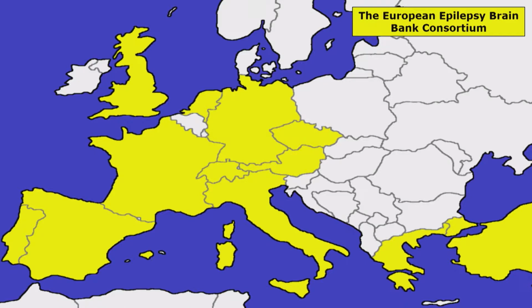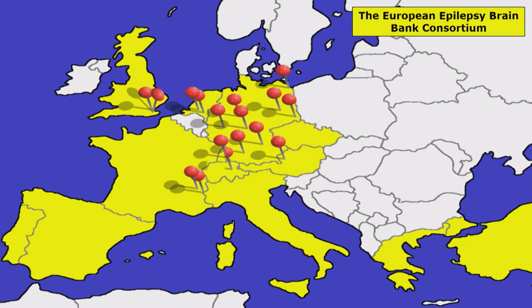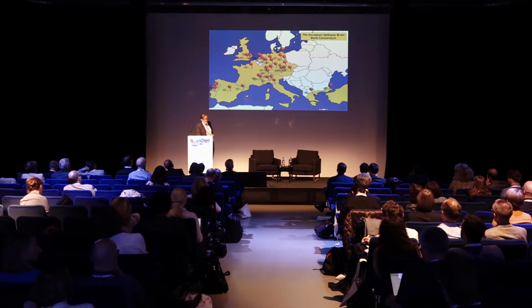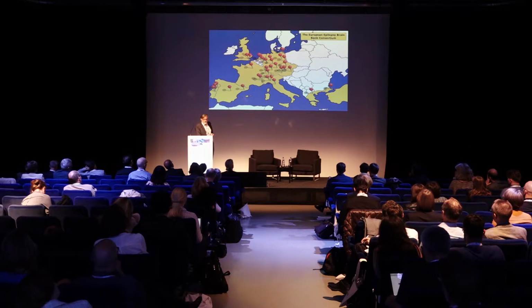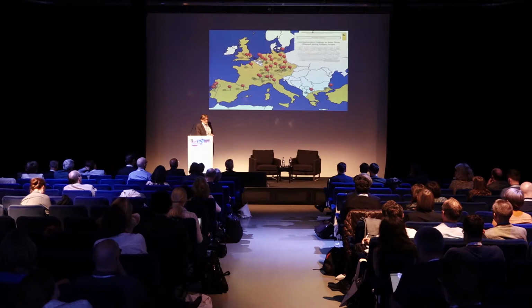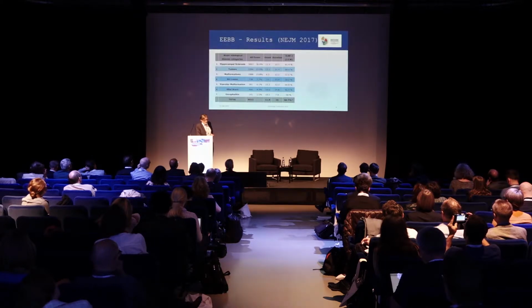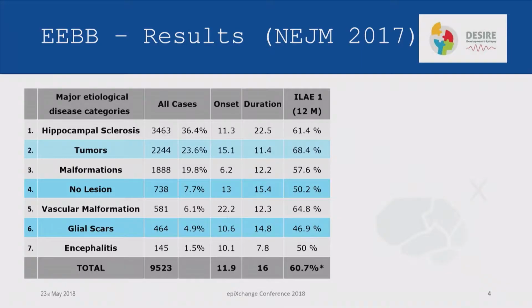The yellow countries are the 12 countries that contributed to this approach. There are 36 red pins, representing the centers contributing. And as I just said, we now have more than 10,000 of these patients collected, and 9,523 of them were published last year. And that is one of the graphs, and I really cannot go through all this data.